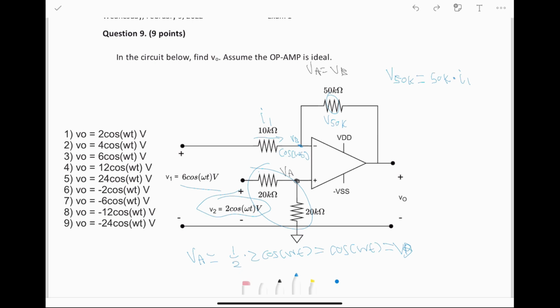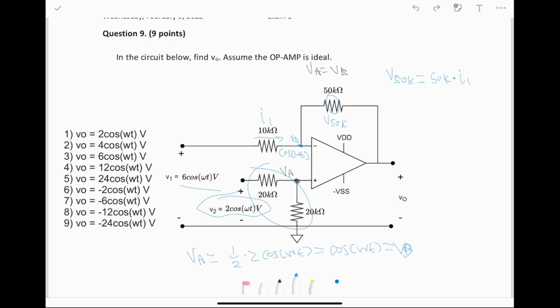Now that we have this voltage drop, we'll be able to pretty easily see what the voltage V out is, because we'll have the voltage on this side of the resistor and the voltage drop across it, so we'll be able to determine V out. So that's what I meant by a more intuitive way of solving it. So let's just get to that.